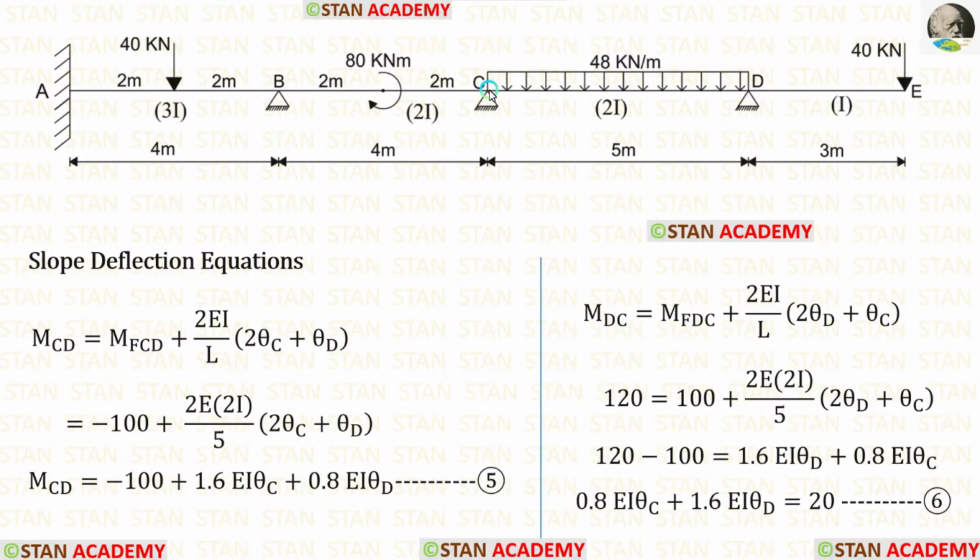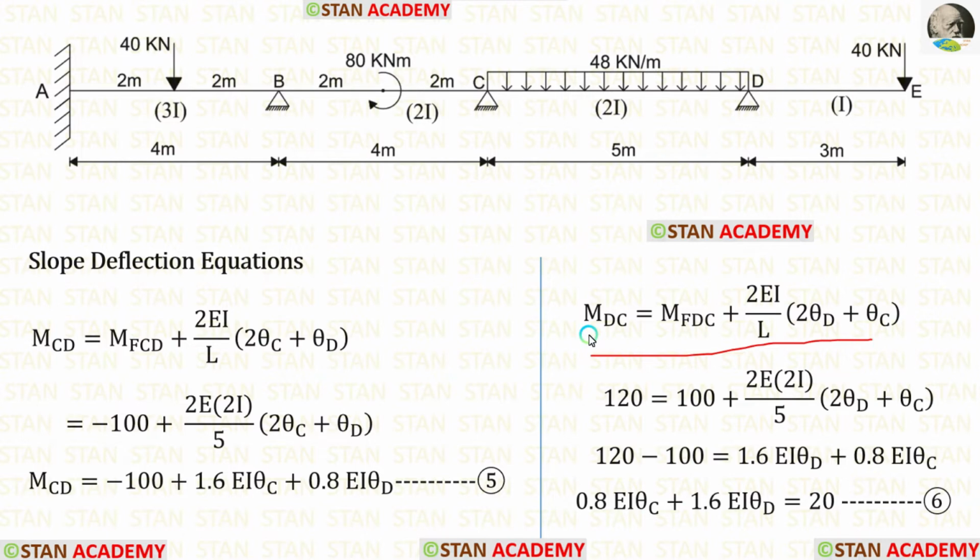Now let us make the slope deflection equations in the span CD. First, let us apply the fixed end moments. The moment of inertia for CD is 2I. So instead of I, we have to apply 2I. Length of CD is 5. Let us apply that. In this equation, let us make the first equilibrium equation.